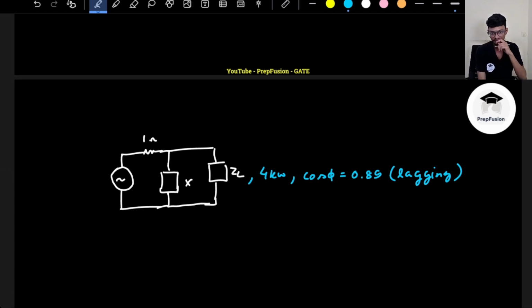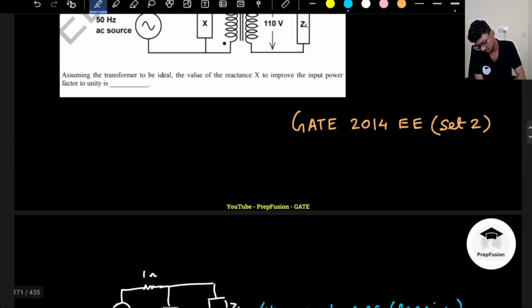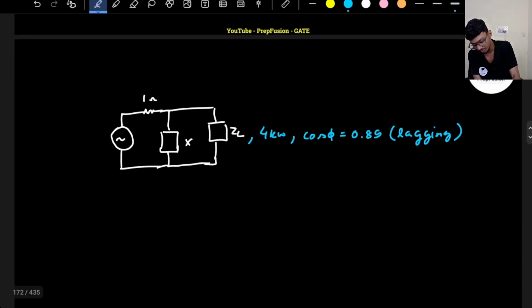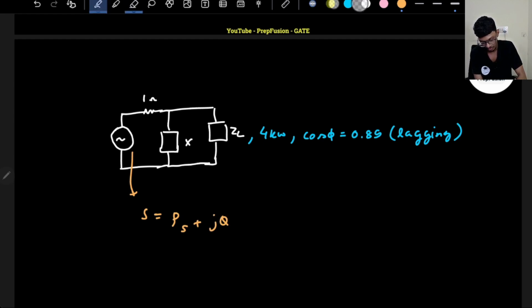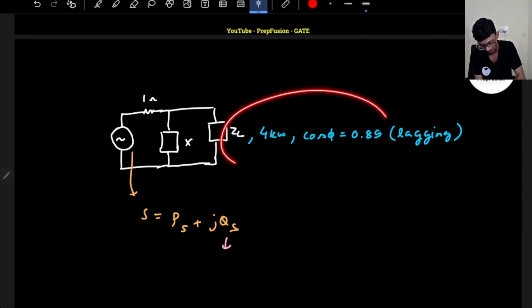How will I improve the power factor? Basically, I want unity power factor. If I want unity power factor, that means whatever power this source will supply will be purely active, the wattful component. Otherwise the source will supply apparent power, that will be P_S plus jQ_S. But actually I don't want that. I don't want the source to supply Q_S. I want whatever reactive power this load requires to be supplied by this X.